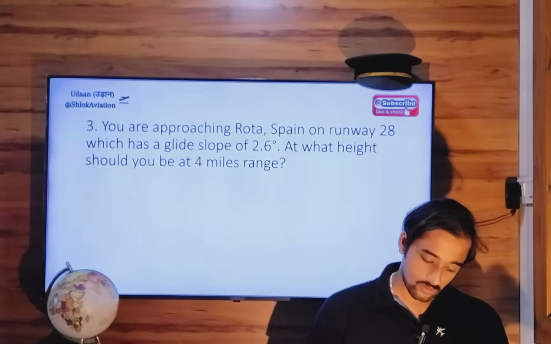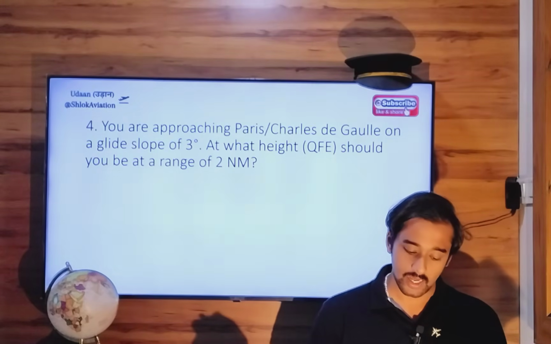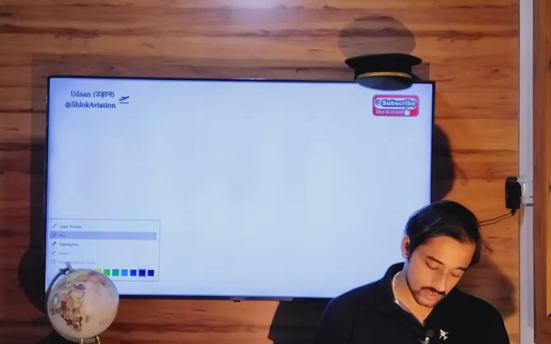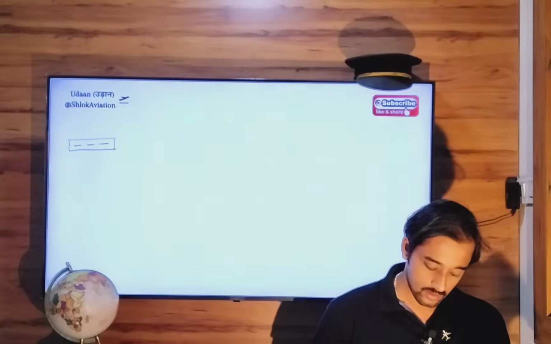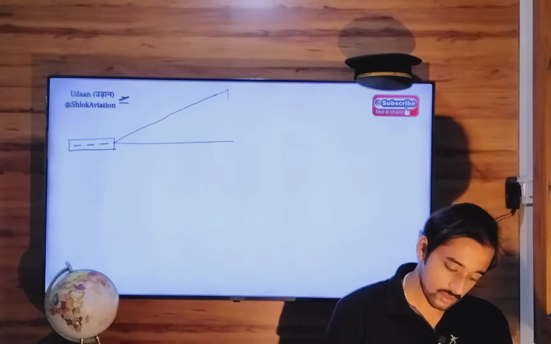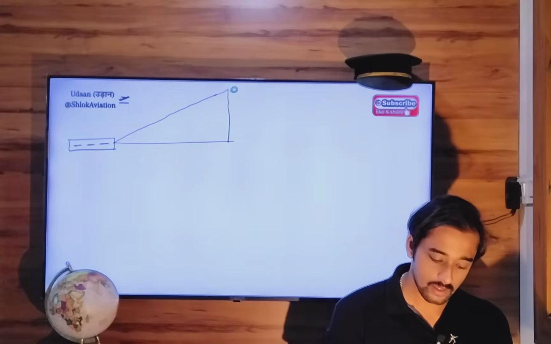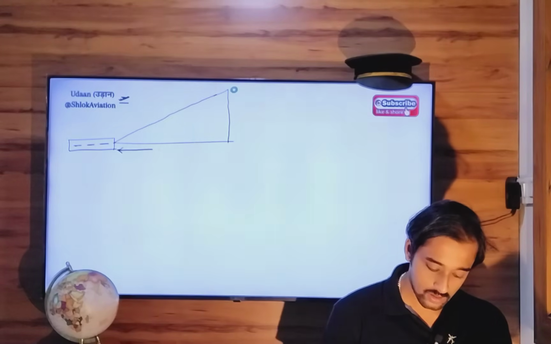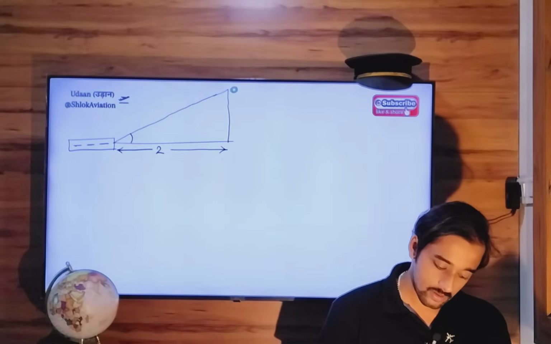Next. Question 4. You are approaching Paris on a slope of 3 degrees. What height should you be at a range of 2 miles? So this is your runway. Okay. There is your aircraft here. The distance is 2 miles. Glide slope is 3 degrees.